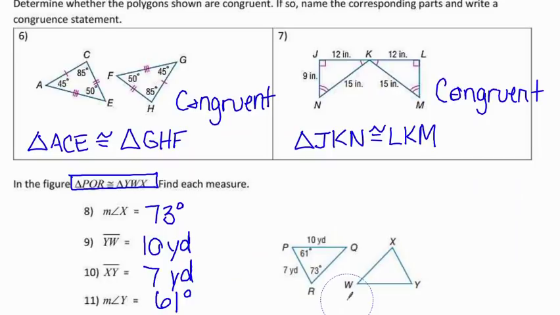And here are your answers to 6, 7, and then 8 through 11. Please let your teacher know if you have any questions.